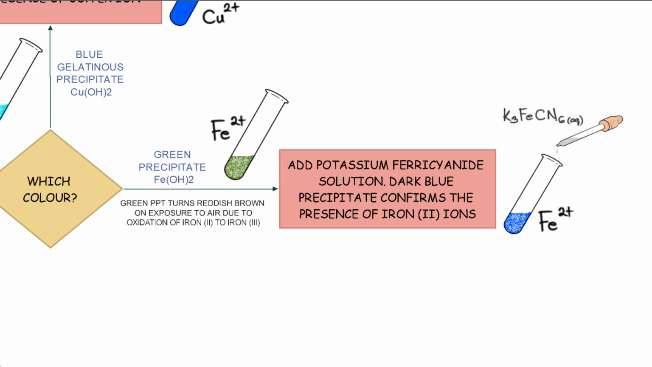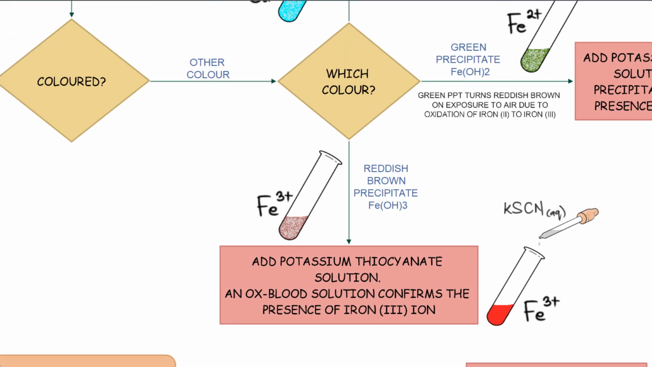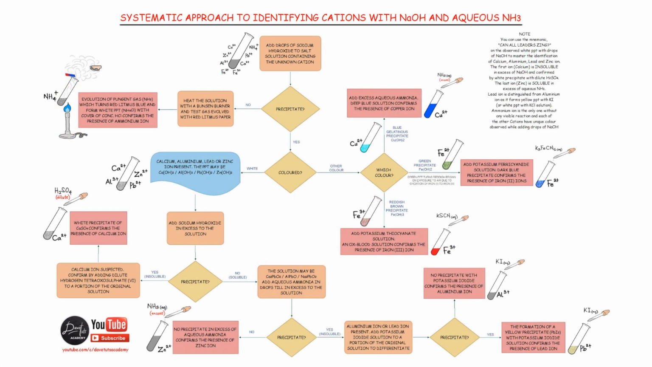Okay, and then the third case, when we have a colored precipitate on the addition of sodium hydroxide in drops: if we see a reddish brown precipitate, that is telling us that iron 3 ion is present in the solution. And to confirm, we just need to add potassium thiocyanate solution, and a blood red solution will confirm the presence of iron 3 ions. Now, this is the overview of the tests for identifying cations that we can carry out with sodium hydroxide and aqueous ammonia, with the confirmatory reagents that we need to test for them.